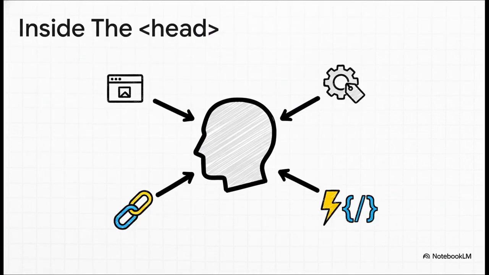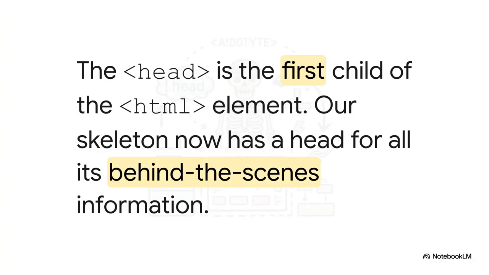So what kind of information goes inside the head? Well, first you've got the title tag, which is what sets the text you see up in the browser tab. Then we have meta tags. These are super important for things like character encoding. Using UTF-8 ensures all your text and even emojis display correctly in any language. Meta tags also give page descriptions to search engines. And finally, this is where we put link tags to connect our CSS style sheets and script tags to bring in JavaScript. And structurally, the head is the very first element you nest directly inside the HTML tag. So our skeleton now has a brain, ready to hold all that essential behind-the-scenes information.